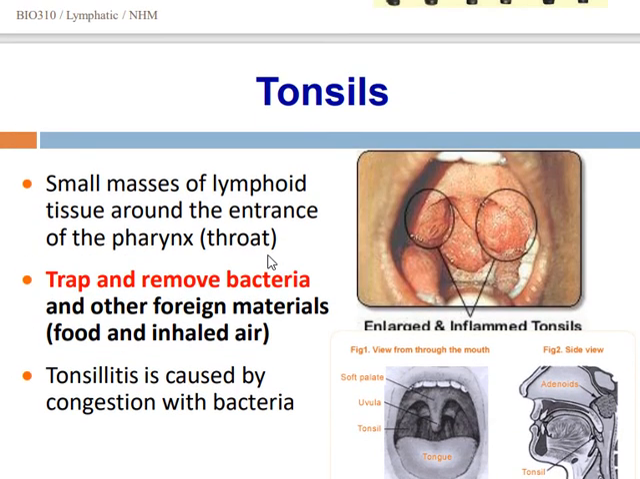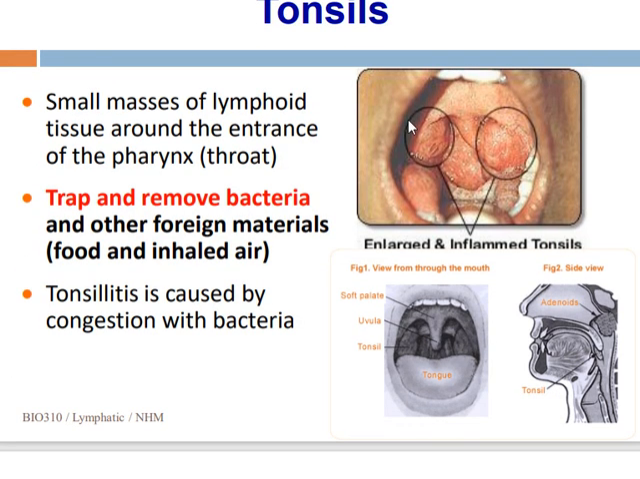First we're going to look at the tonsil. Here, this one. The tonsils are small masses of lymphoid tissue around the entrance of the pharynx, and they help to trap and remove bacteria and other foreign materials when we eat food and through our inhalation. There is a disease called tonsillitis, which is caused by congestion with bacteria.